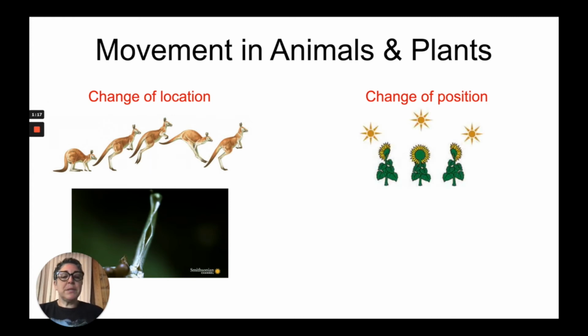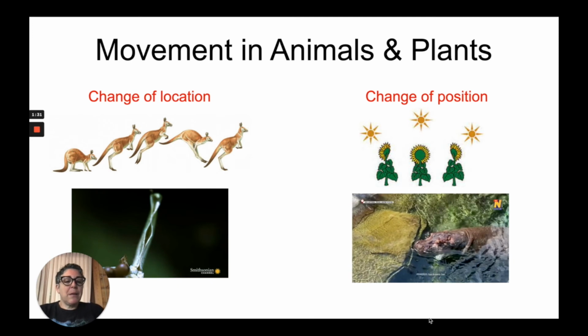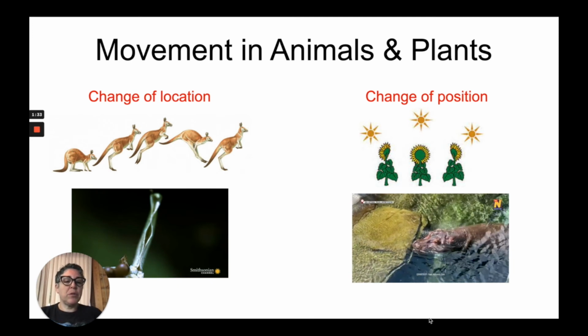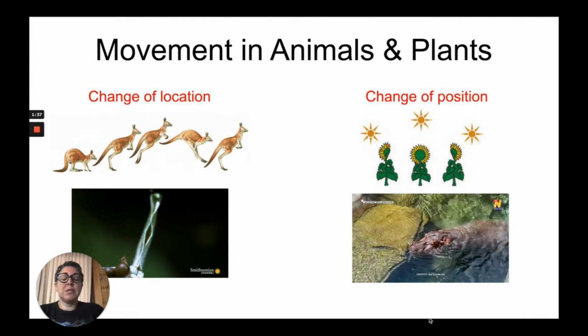So in a change of position for a plant, we see here a sunflower plant. While itself is not moving its location, it will continue to face the sun as the sun moves through the sky, and so its position changes. In an animal, the example that I have here is a hippo that is emerging from the water. The ears are not changing location, they're still on the hippo's head, but they have changed their position as they are rotated to remove the water in the ear.